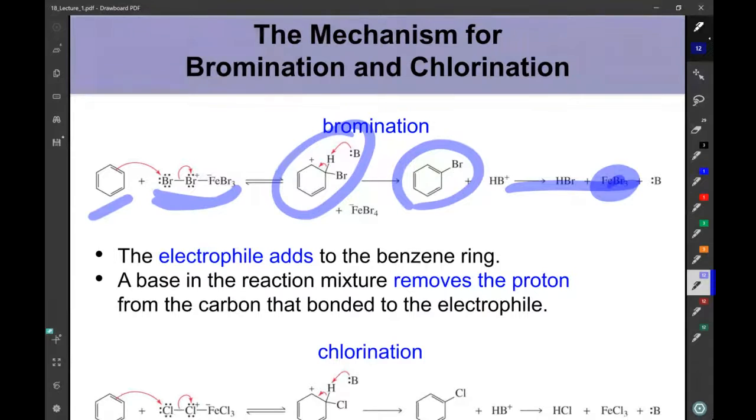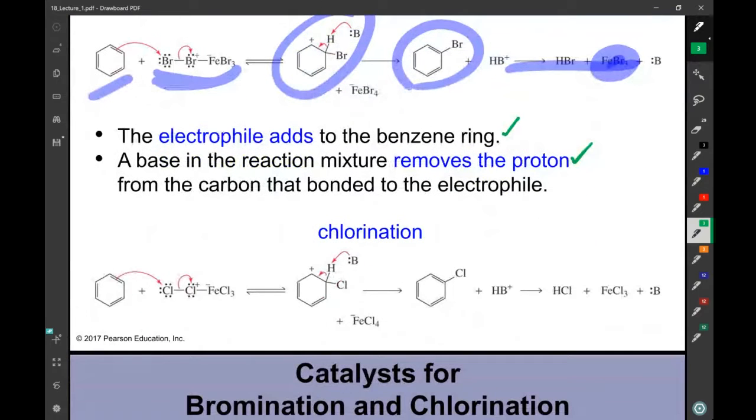And so the steps are summarized for you here. First step, the electrophile adds to the benzene ring. Then the second step of the mechanism, a base removes a proton to form the carbon bonded to the electrophile. Does that make sense? It's the same mechanism with chlorination.